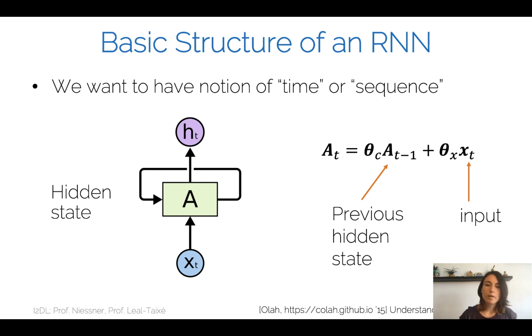And from the current hidden state, we're going to be able to infer the output. So again, remember that we have these two parallel processings, the processing of the previous hidden state coming together with the processing of the input. So we have to merge these two sources of information.